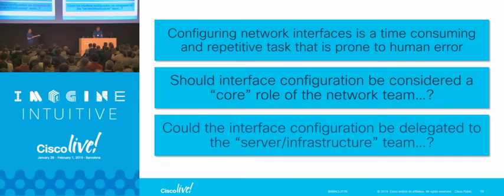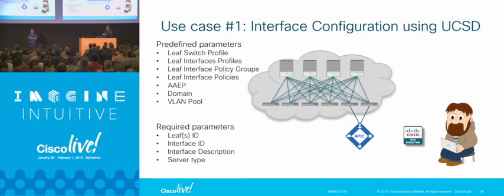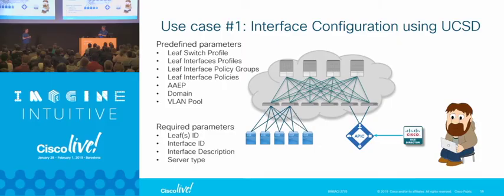So let's delegate that. Now, the team that typically I would see this being delegated to would be the server team or the infrastructure team, the team that is plugging servers into racks. And what we want to do is just give 4 things. We want to ask them to select the switch, select the interface, give it a description, and then say what type of server you're attaching to it. That's all they're going to do.